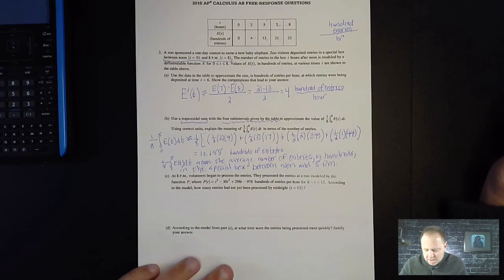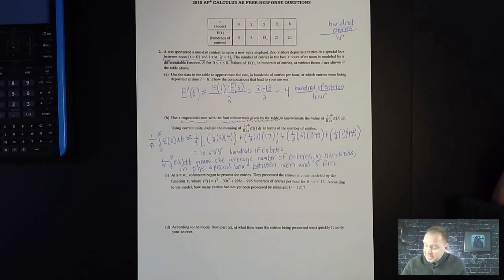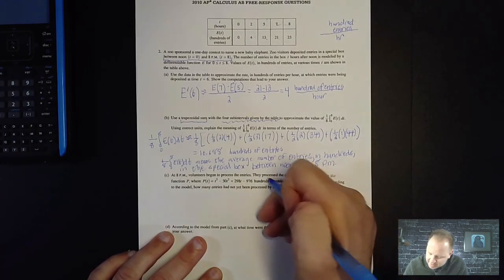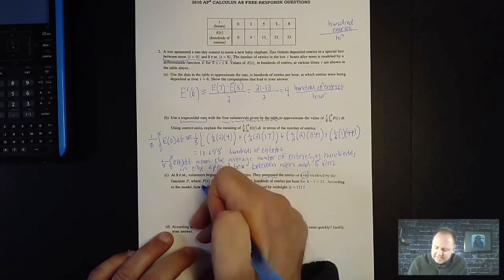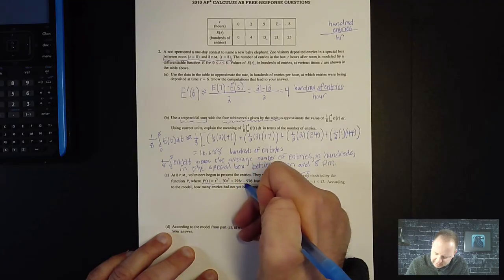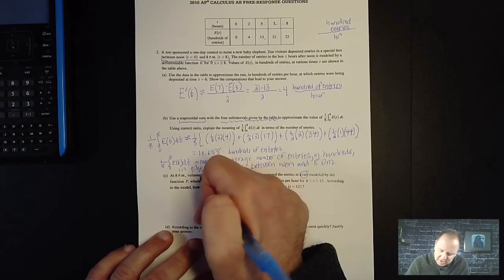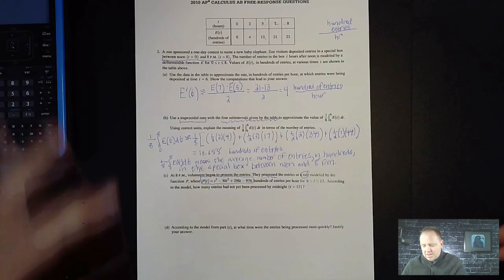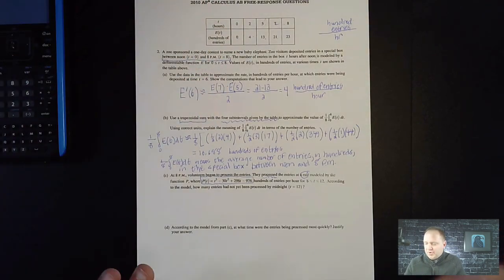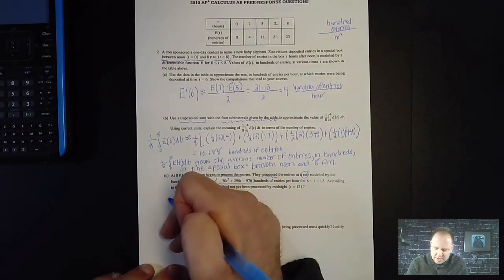That's a better way to deal with it. Nothing crazy yet. At 8 p.m., volunteers begin to process the entries. They process the entries at a rate modeled by the function here. Now, be careful. They process the entries at a rate. So this is a rate for processing it. This is also in hundreds of entries. Now that's from 8 to 12. According to this model, how many entries had not yet been processed by midnight? So let's talk this out.